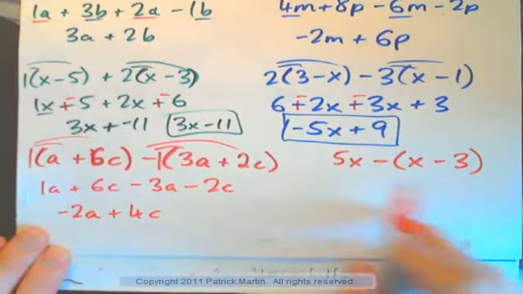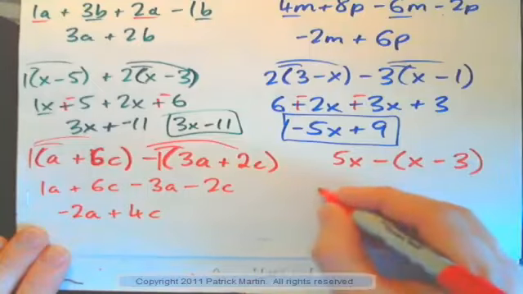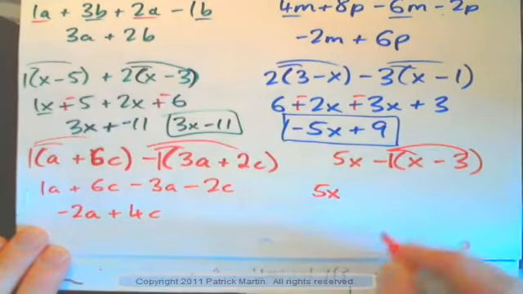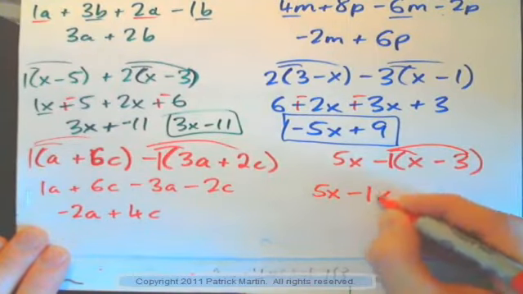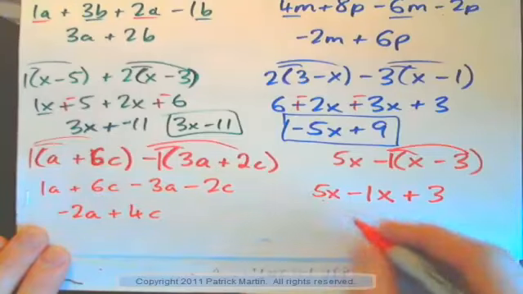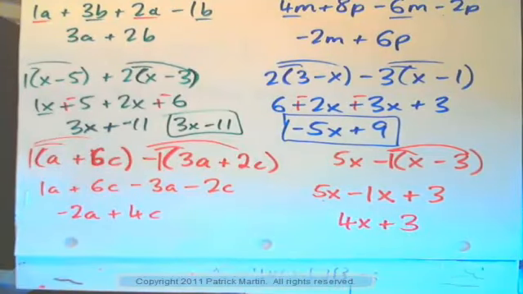So press pause in the video and simplify this expression. Now I'll do it. That's 5x minus this. Now this is one of these bags. So I multiply negative 1 in here. Negative 1 times x, negative 1x, negative 1 times negative 3, plus 3. And 5x minus 1x is 4x. So 4x plus 3 is the answer.